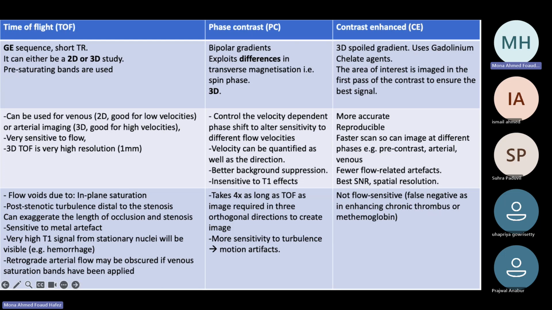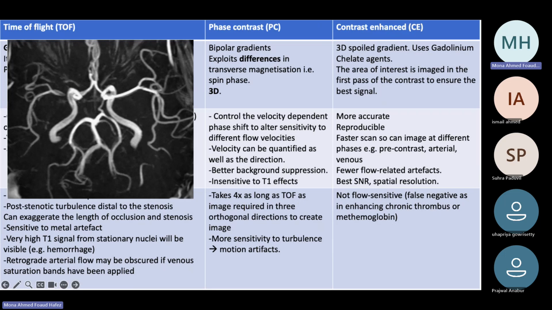Okay, contrast enhanced uses a 3D spoiled gradient. You should use gadolinium chelate, and the area of interest is imaged in the first pass of contrast to ensure the best signal. It has the advantages of being more accurate, reproducible, and faster, and can be imaged in pre-arterial and venous phases, with fewer artifacts and better signal. Because of the contrast, it has better signal and spatial resolution, but it is not flow sensitive. It can give a false negative because of enhancing thrombus rather than free flow.